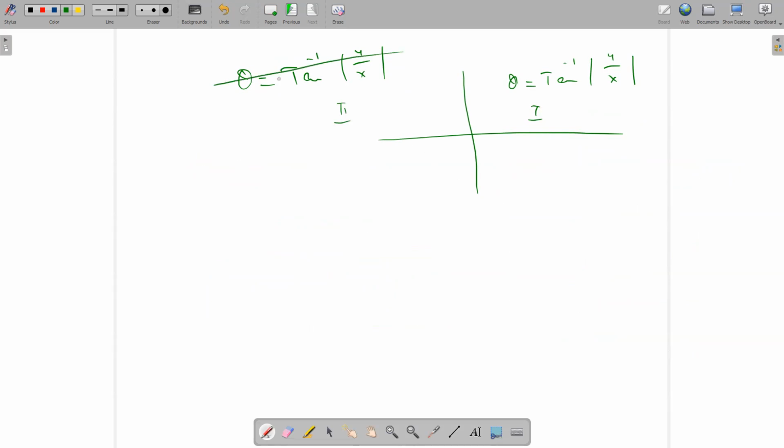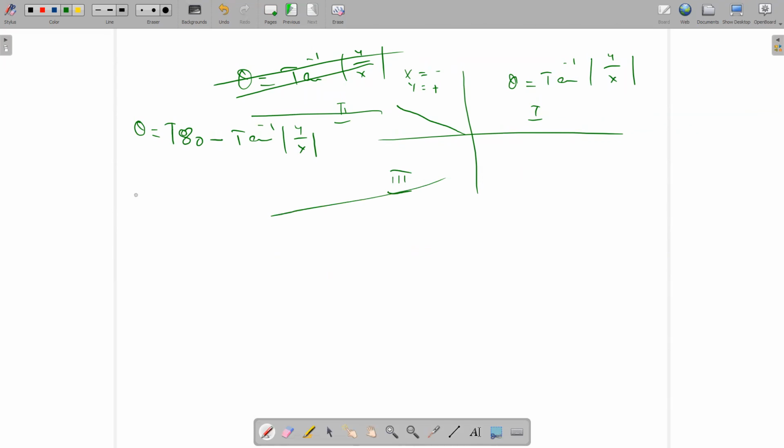But in the second quadrant, if x is negative and y is positive, the angle is here. So what will you do? You will apply the formula theta is equal to 180 minus tan inverse of y over x. If it is in the third quadrant, you will apply the formula 180 plus tan inverse of y over x, without the plus and minus.